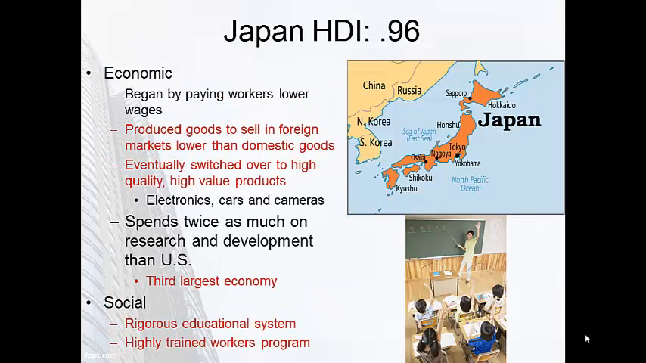All right, now let's focus on Japan, which as a country has one of the highest HDI scores. Now, economically speaking, how did this happen? Well, workers were paid very low wages to begin with in the early developmental period of this country. They produced goods to sell to foreign markets that were almost always cheaper than domestic goods, hence people would buy those goods over domestic. They eventually switched over to high quality and high value products such as electronics, cars, and cameras, and thus that is the reason why they have the third largest economy.